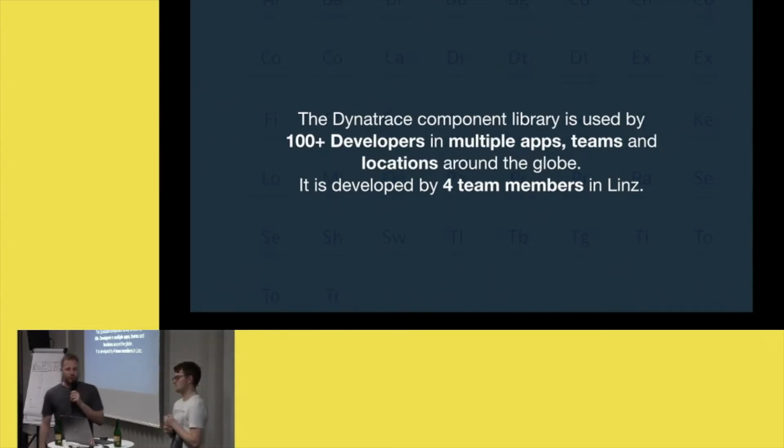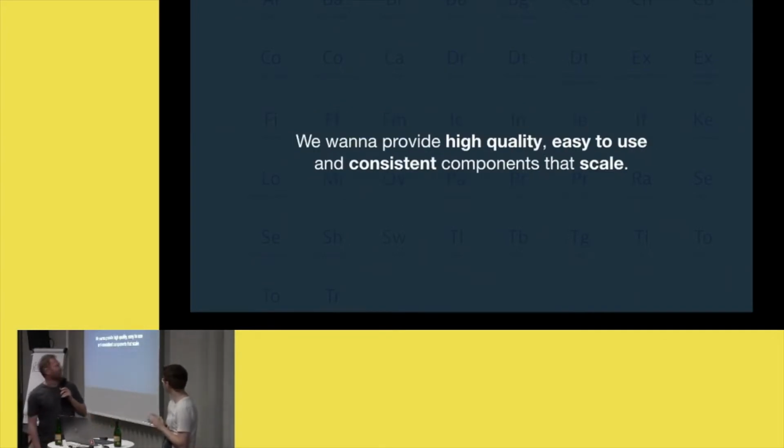We are currently 4 team members full-time working on Lint. Actually, we are 6, but 2 of them are part-time, so it's kind of like 4 team members. And we wanna provide high quality, easy to use and consistent components that work on scale. And by scale, I mean scale, so really big. Just for comparison, on our GWT client, we have about 1.5 million lines of code. So our components need to fit a certain performance and scale level.